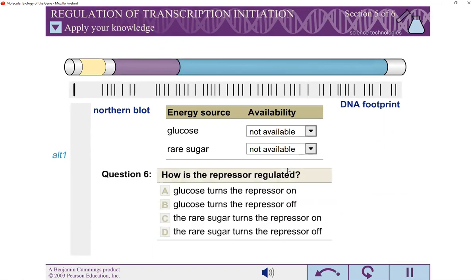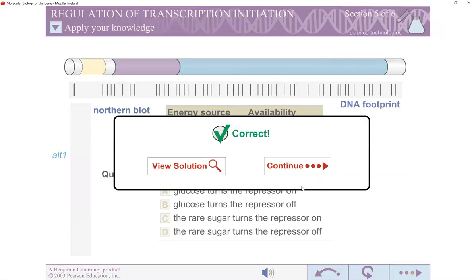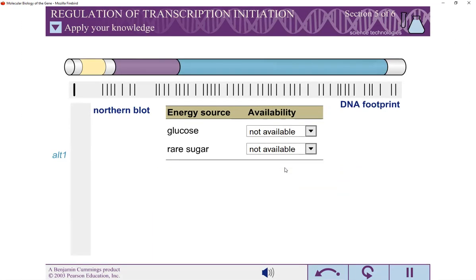Question 6. How is the repressor regulated? Does glucose turn the repressor on, or does the rare sugar turn the repressor on, or does the rare sugar turn the repressor off? The rare sugar turns the repressor off. Correct. So when the rare sugar is present, it will turn off the repressor molecule.